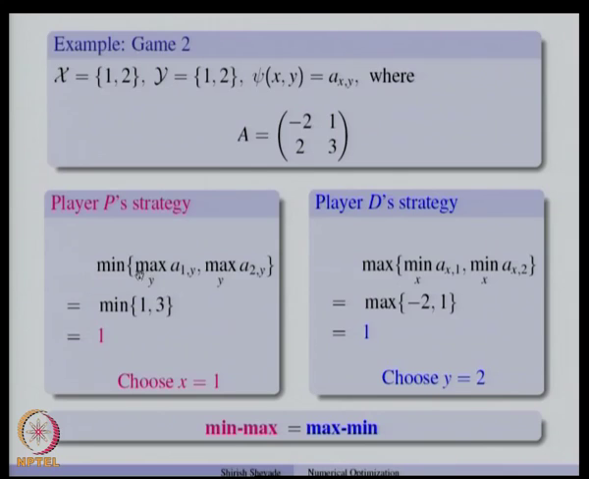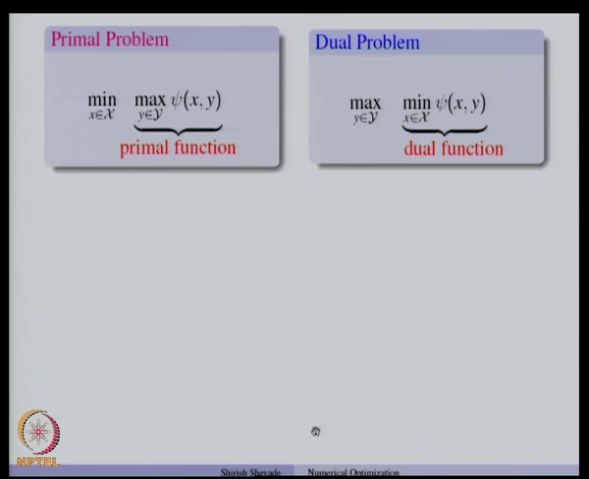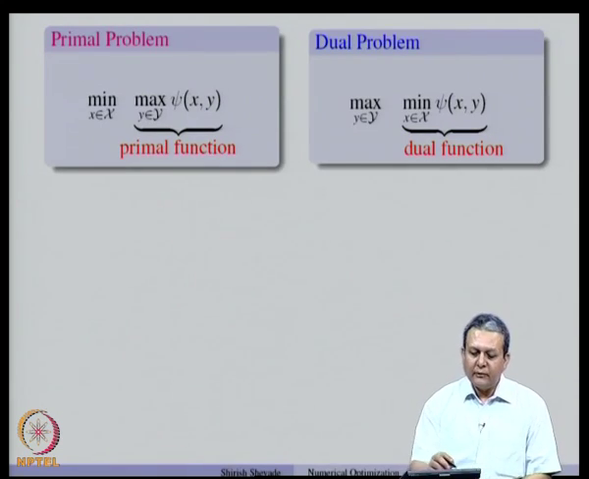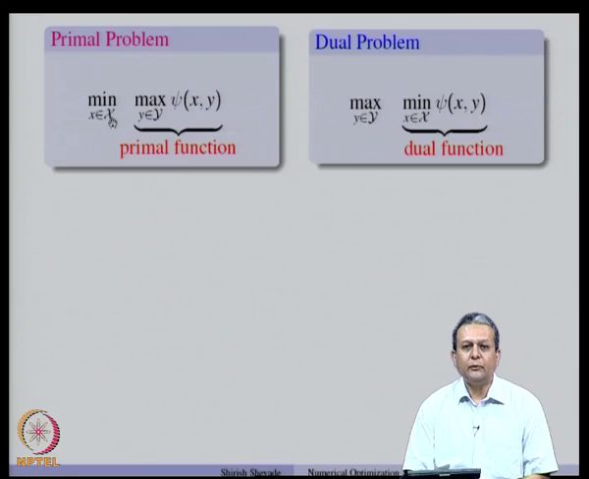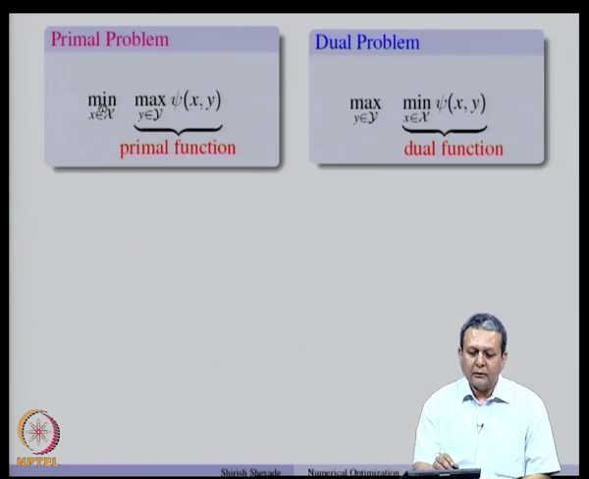So, we have these two dual problems, min max and max min, and in the first game we saw that max min was less than or equal to min max, and in this game we saw that min max equals max min. So, these two problems are dual problems to each other. The problem solved by player P we are going to call the primal problem, and the problem solved by player D we are going to call the dual problem.